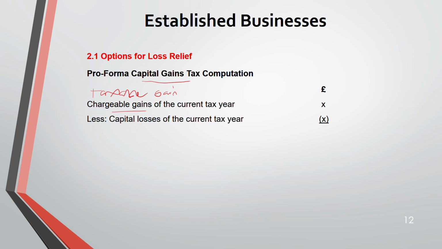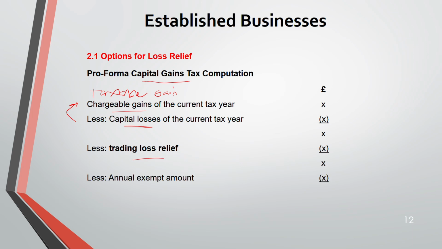Here you deduct what? Trading loss. From chargeable gain, you deduct capital loss, and you get your trading loss. Then you deduct your trading loss relief. Capital loss has to be deducted from chargeable gain first. If you're having any capital loss, and definitely they will give you capital loss, then you deduct your trading loss relief and annual exempt amount.